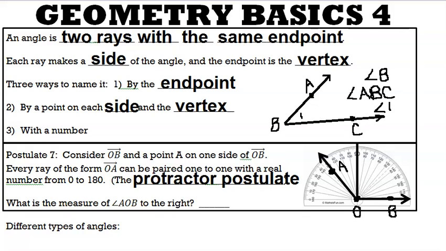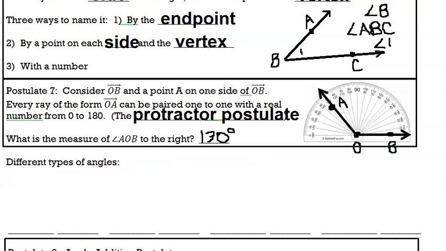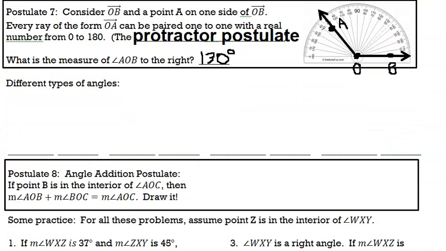You know what a right angle is because you've probably seen it a million times before. This angle is open more than that. Therefore, it is bigger than 90. So when we're measuring, we want to use the bottom numbers on the protractor here, and we want to say that the measure of angle AOB to the right is 130 degrees.